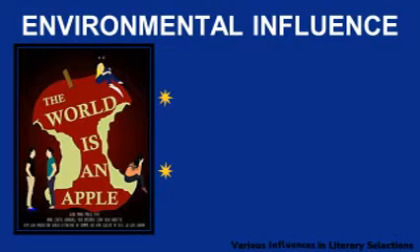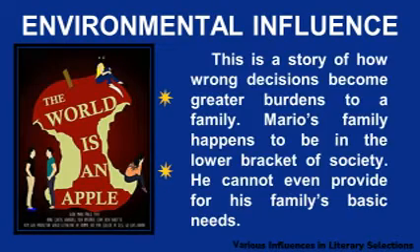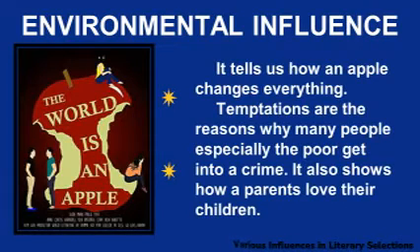Let us take the story The World is an Apple by Alberto Florentino. This is the story of how wrong decisions become greater burdens to a family. Maria's family happens to be in the lower bracket of society. He cannot even provide for his family. It tells us how an apple changes everything. Temptations are the reasons why many people, especially the poor, get into a crime. It also shows how a parent loves their children.